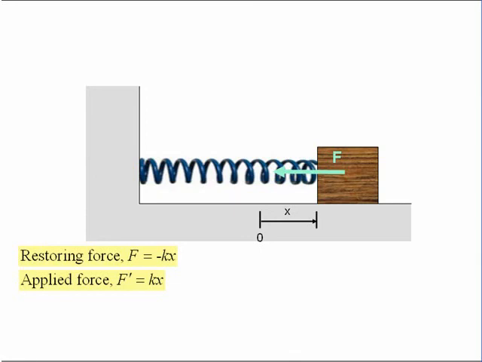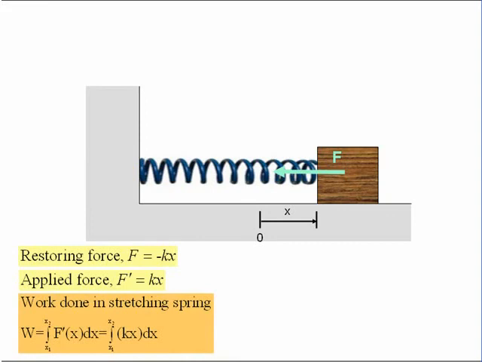It follows that the work done in stretching the spring so that its end point moves, say, from some position x1 to another position x2, is given by the integral from x1 to x2 of F dashed of x dx, which is equal to the integral from x1 to x2 of kx dx. This is equal to a half kx2 squared minus a half kx1 squared.